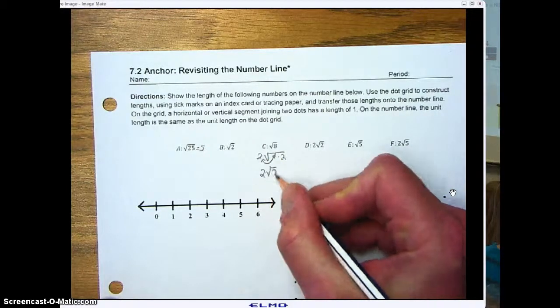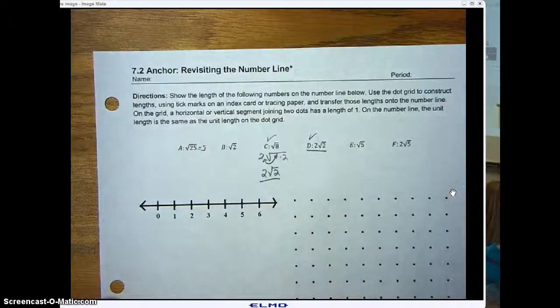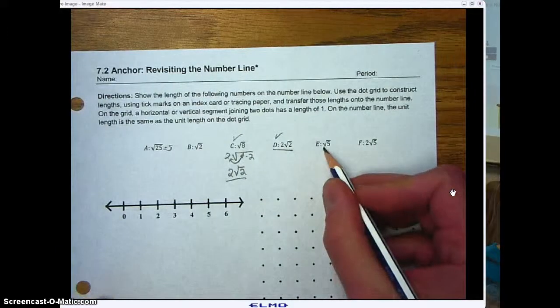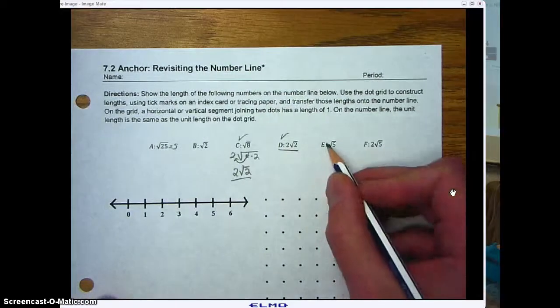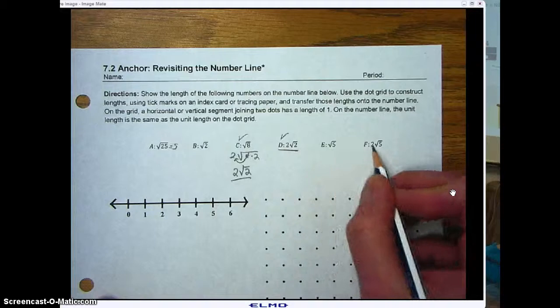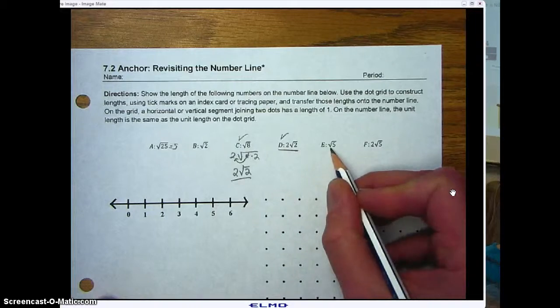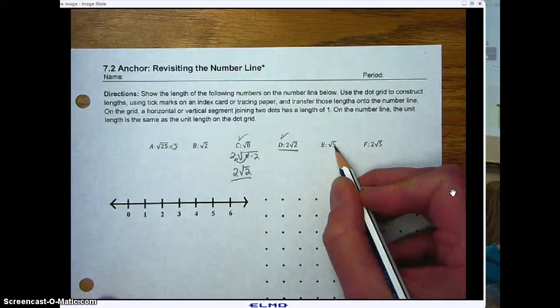2 radical 2. And you notice that this and this are the same thing: 2 radical 2 and 2 radical 2. And then radical 5 cannot simplify; 2 radical 5. Do you notice that this is actually twice as long as this? Whatever that number is, some decimal, isn't 2 times that decimal twice that length?